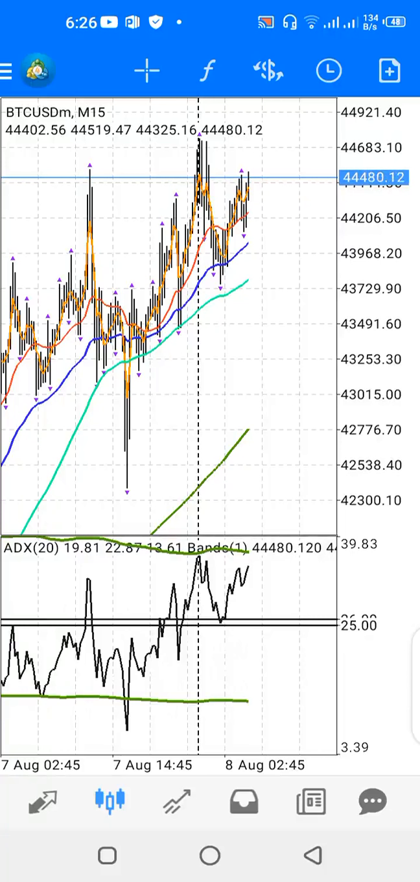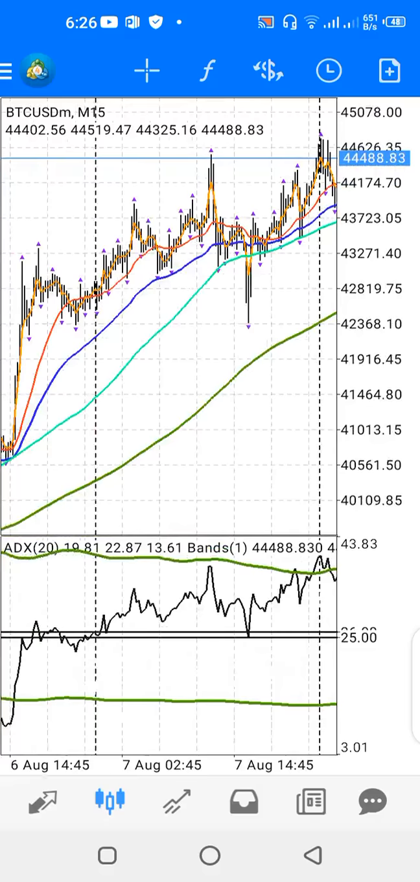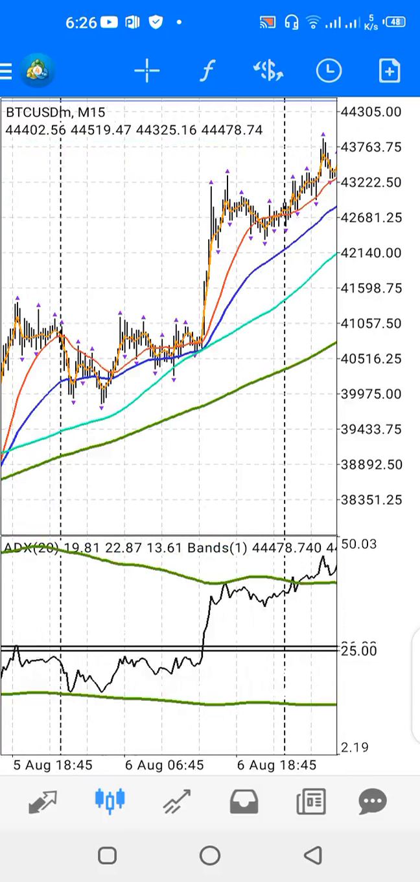Today we'll be looking at how you can trade BTCUSD on the 15 minutes time frame. Okay, I have BTCUSD on my screen, and before I can trade using the indicators on the screen, I'll have to switch time frames first to understand what's happening.